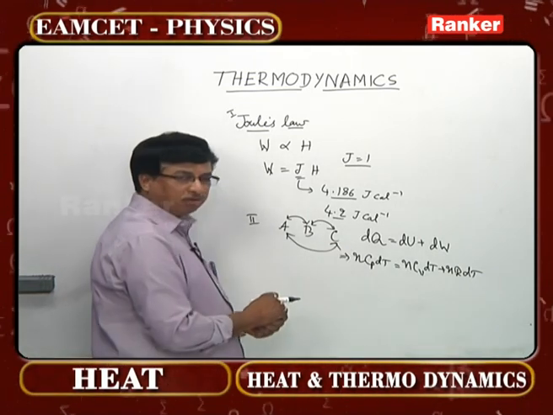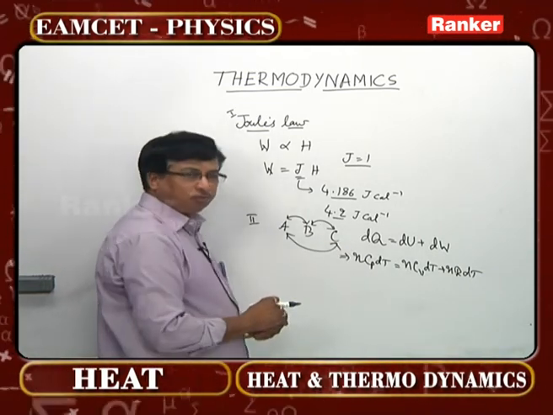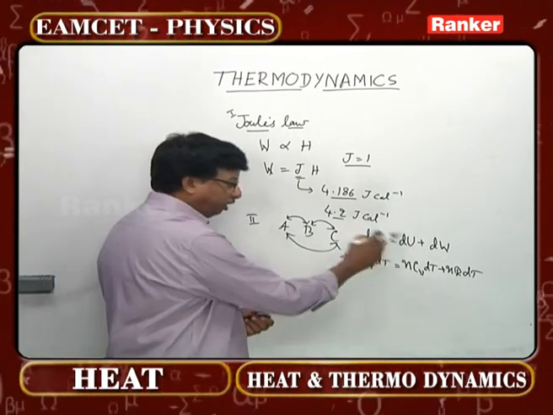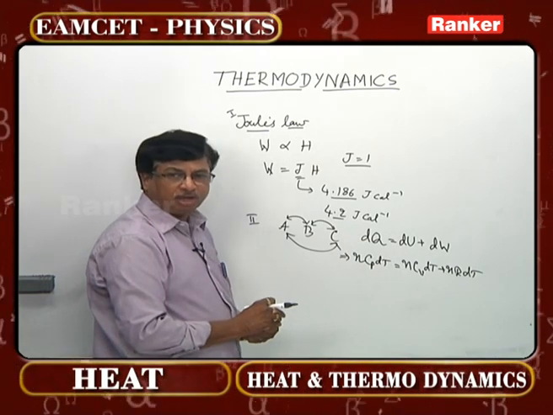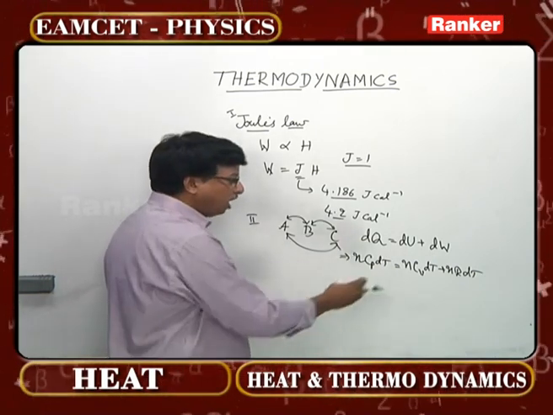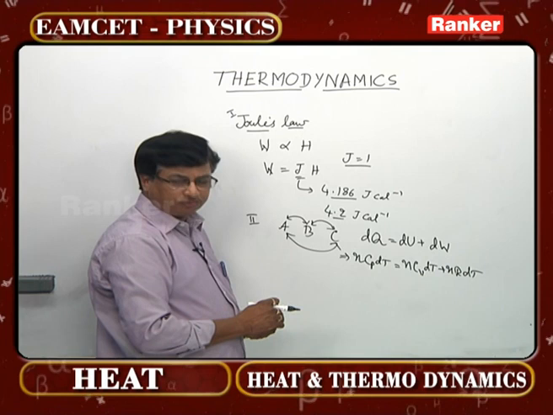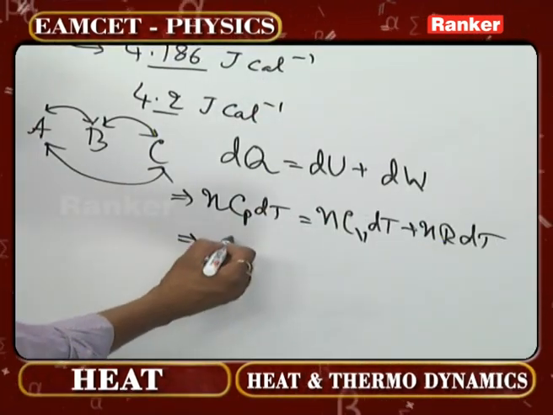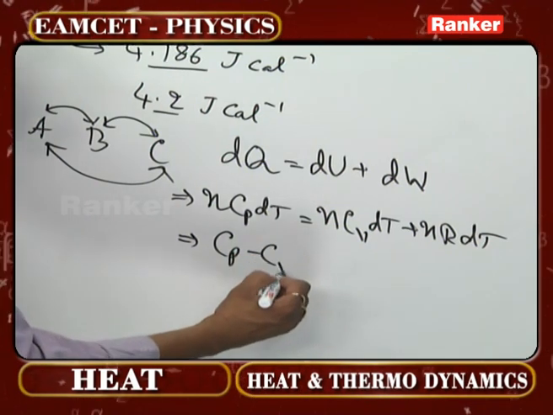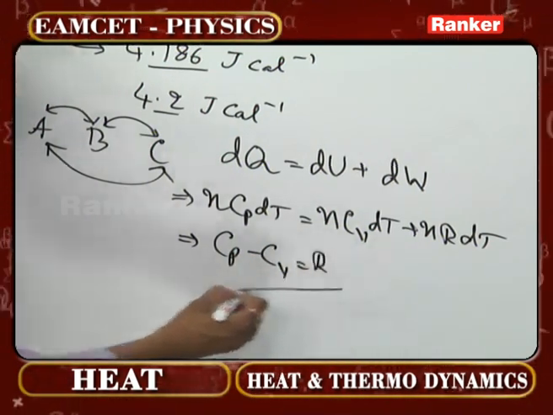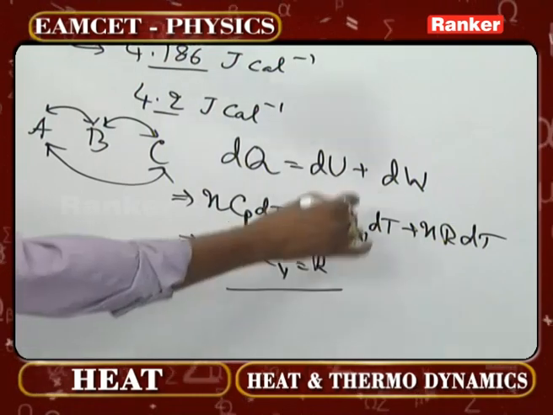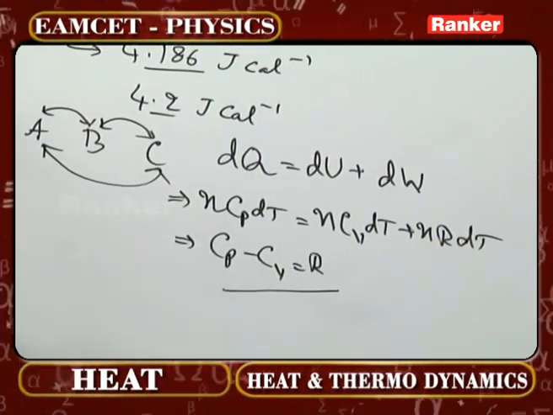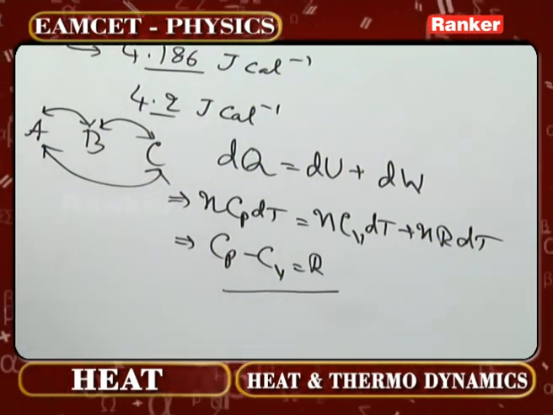n refers to the number of moles, Cp refers to the specific heat of the gas at constant pressure, and Cv represents the specific heat of the same gas at constant volume. R is of course the universal gas constant. In fact, it is this equation which yields the result Cp minus Cv is equal to R. So these are the concepts of the first law of thermodynamics one should remember. So this is one zone we have to go for.